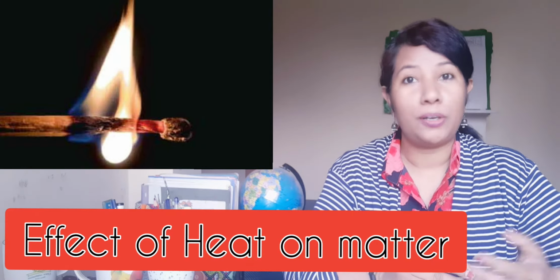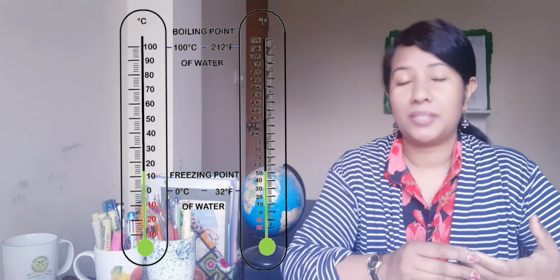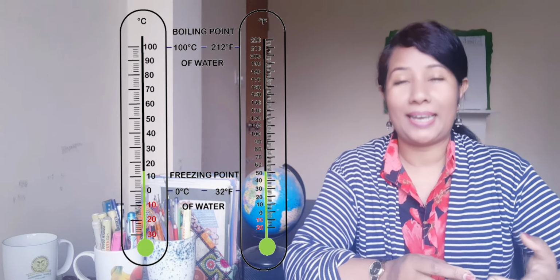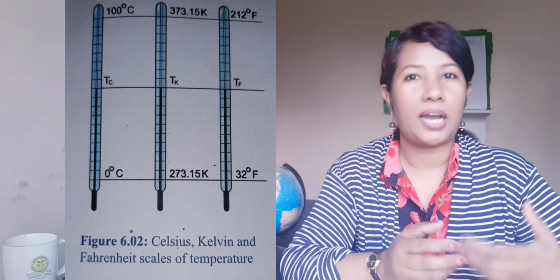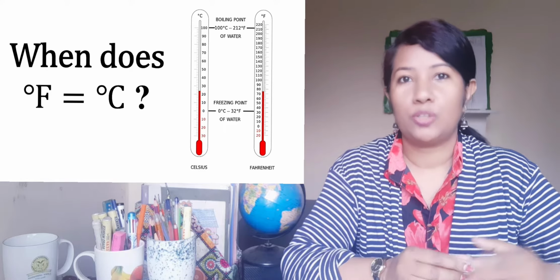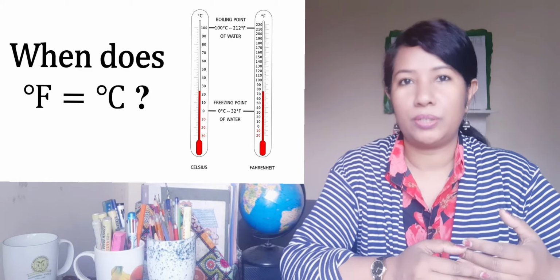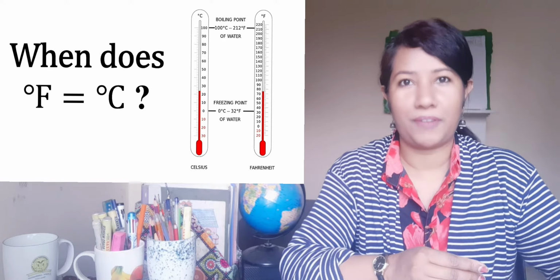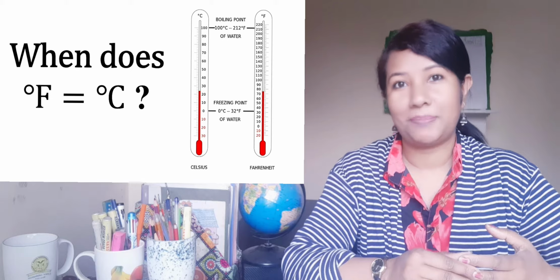So in this video I'm going to teach you physics chapter 6, that is effect of heat on matter. So what is heat, what is matter, what is the effect, how do you measure the temperature, and how about Celsius, Fahrenheit and Kelvin, how you use them, different types of scale used for measuring temperature. So in this video I will show you how you find out the difference between Celsius, Kelvin and Fahrenheit. So if you're interested, please continue watching.